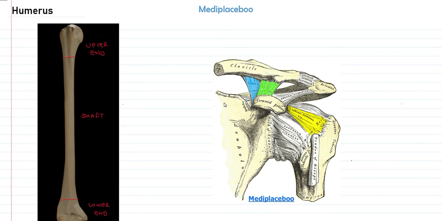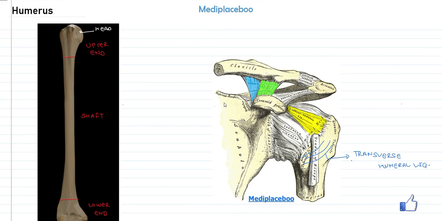On the upper end of the humerus, we have the head of the humerus, which articulates with the glenoid cavity of the scapula, which we have discussed in the video of the scapula. The link is given above. Now, from the coracoid process of the scapula to the head of the humerus, we have the coracohumeral ligament, which is highlighted in yellow. Also, we have one more ligament, the transverse humeral ligament, present between the greater tubercle and the lesser tubercle, beneath which passes the tendon of biceps brachii.